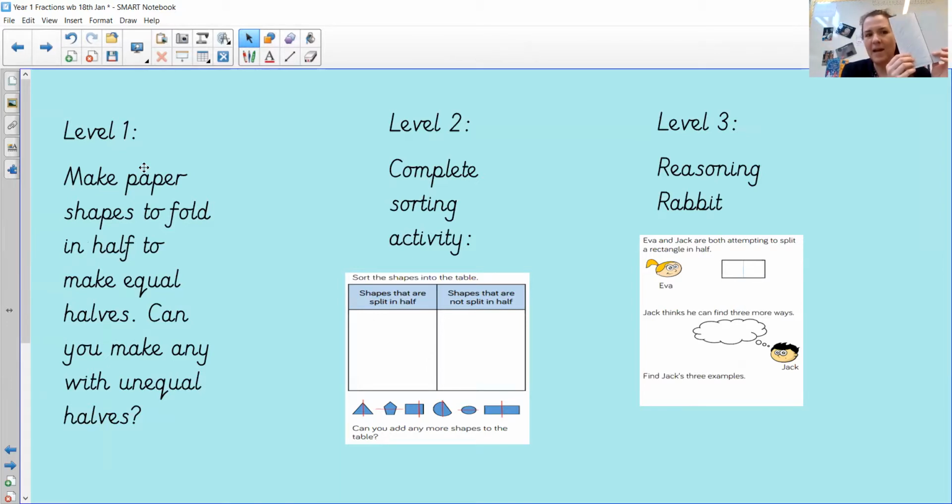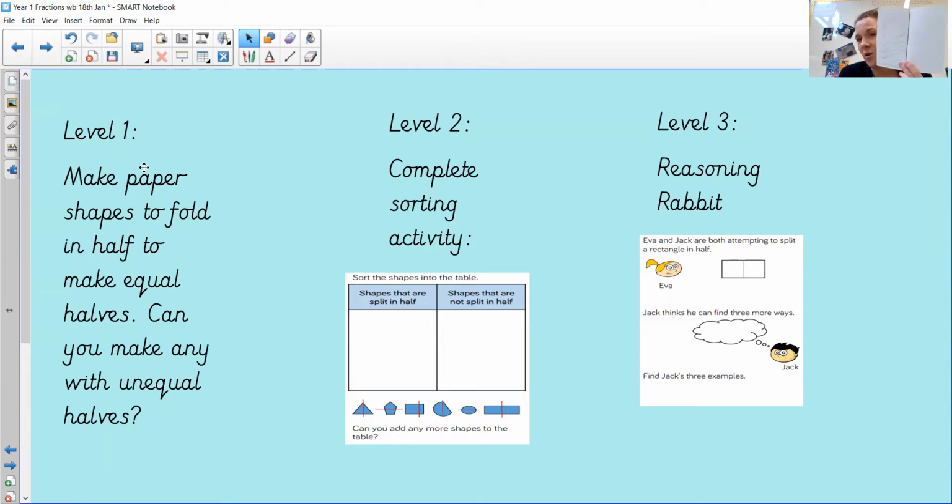So make paper shapes, fold in half to make equal halves, and then you can show me they're equal by colouring one. You can colour half of your shape. And it says here a question: can you make any with unequal halves, unequal parts? So you're just carrying on with this activity. You're making shapes, folding them in half, and then colouring in half.